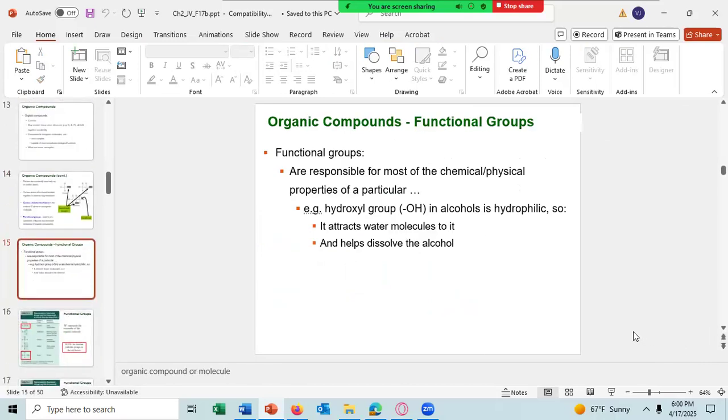Functional groups are responsible for most of the chemical and physical properties of a particular organic compound or molecule. So of the organic molecules, most of their properties come from the functional groups. A functional group is something attached to the molecule like OH, which you find in alcohols. It's hydrophilic, so it attracts water molecules to it and helps dissolve the alcohol in water.